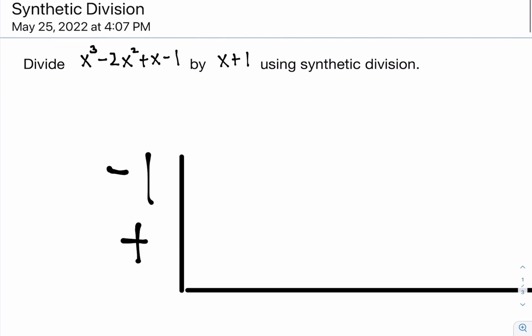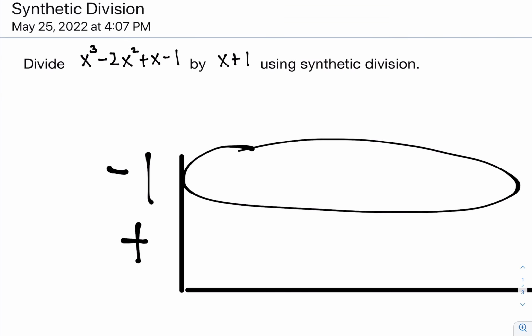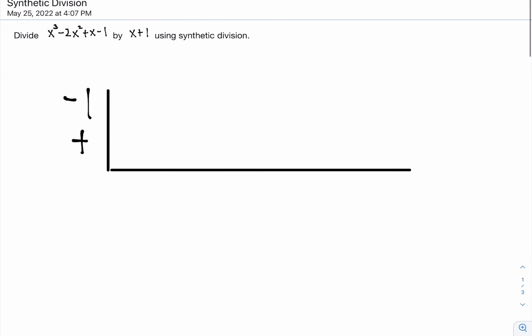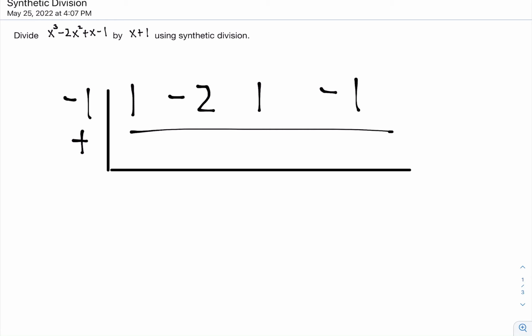So with synthetic division, in this top row here, we're going to write the coefficients of this polynomial. The coefficients are on the x cubed 1, on the negative 2x squared, negative 2, on the positive x, positive 1, and then minus 1, we just have minus 1 there. So for synthetic division, your coefficients are always on the top row.